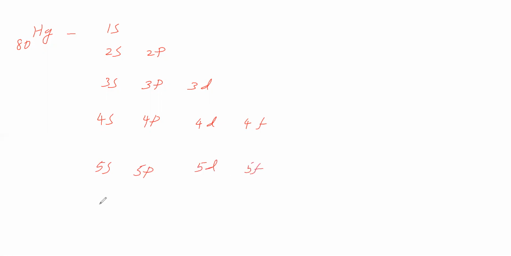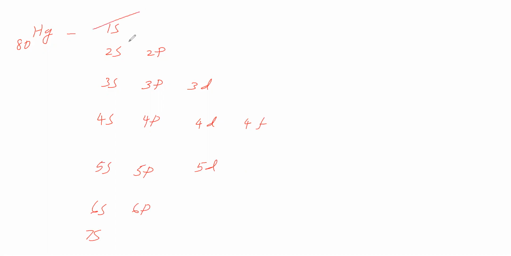Its electronic configuration we will write. For that we write like this: first shell 1s, second shell 2s 2p. The third shell contains 3s 3p 3d. The fourth shell contains 4s 4p 4d 4f. The fifth shell contains 5s 5p 5d 5f. The sixth shell contains 6s 6p. The seventh shell contains 7s. So we have written the orbitals on the Aufbau diagram.